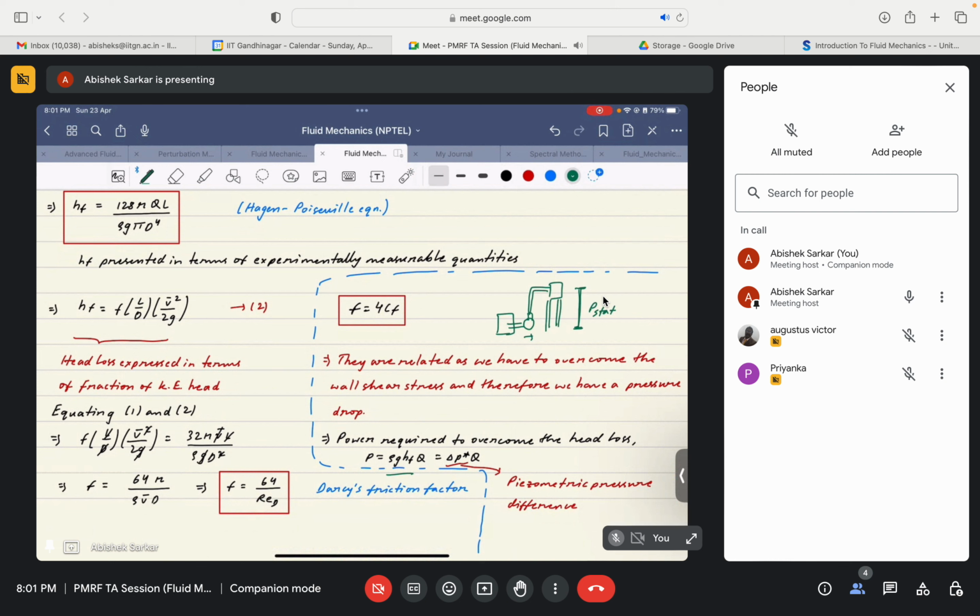And if we need to consider this static pressure head, the power will be given by rho g Q (h plus hf), where h is this static height difference.